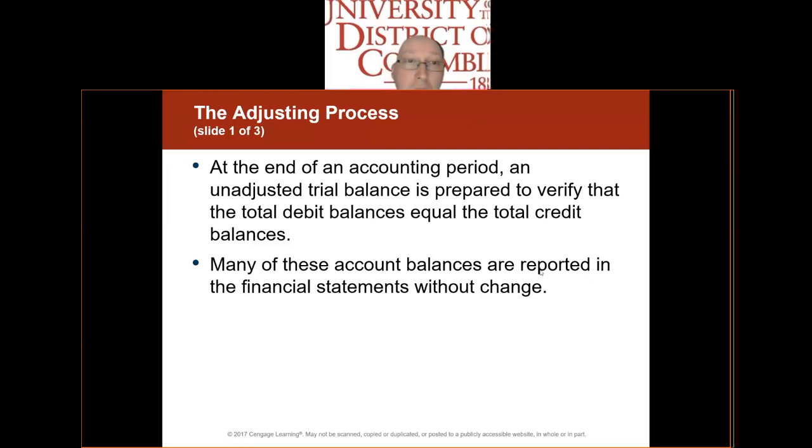Okay, so let's talk a little bit more about that adjusting process. I just gave you an example of receiving an electric bill in the middle of September, but the electric was actually consumed in the month of August. So how do I then make that adjustment? So let's talk about the adjusting process.